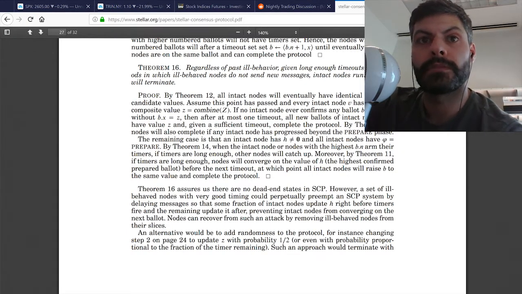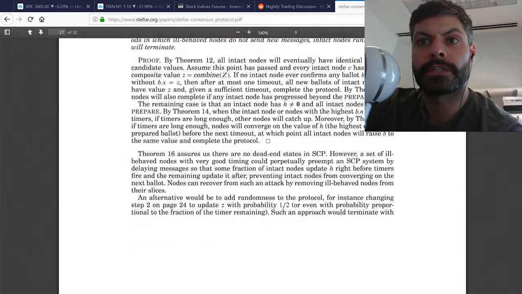However, a set of ill-behaved nodes with very good timing could perpetually preempt an SCP system by delaying messages so that some fraction of intact nodes update H right before timers fire and the remaining updated after, preventing intact nodes from converging on the next ballot. Nodes can recover from such an attack by removing ill-behaved nodes from their slices. An alternative would be to add randomness to the protocol.